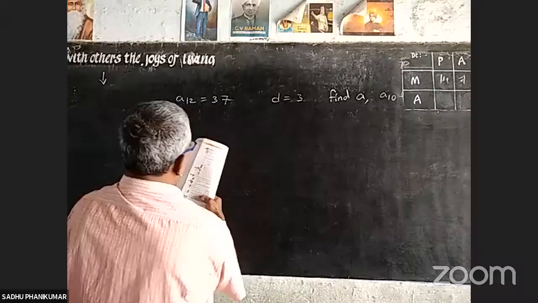What we find first of all: given A12 is given, d is given. Now what we have to find? We have to find a and S12. For finding the S12 value, first we find the value of a by substituting in the nth term formula. After getting the value of a, we substitute that in the formula for the sum of n terms. Okay, clear?